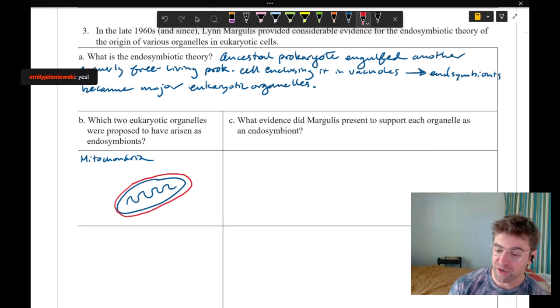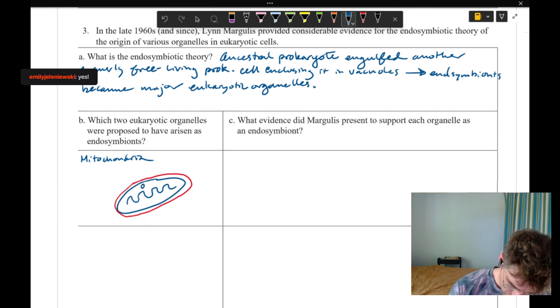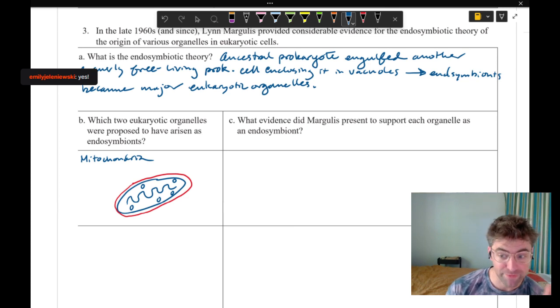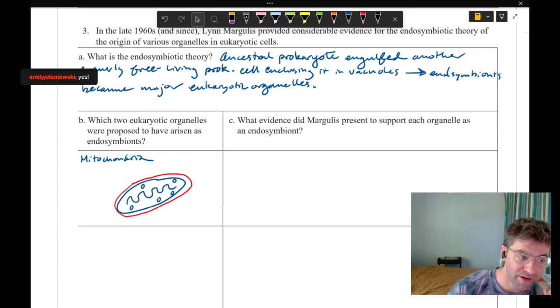So mitochondria are bounded by two membranes. They contain their own circular DNA, which we're going to do in blue. They contain their own circular DNA, which is different from our DNA, which is linear when it's condensed into chromosomes, right? And 70S ribosomes. Some of the inner membrane proteins are more similar to those of prokaryotes than eukaryotes. This is important.